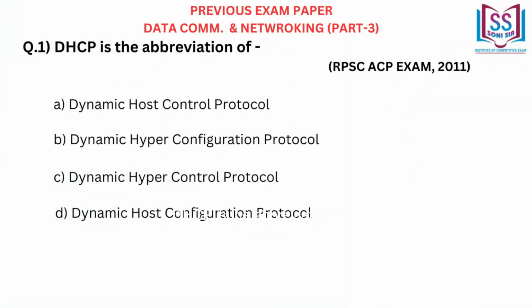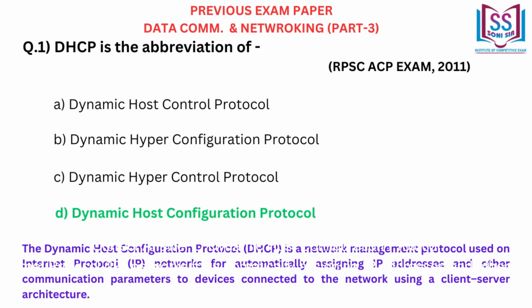DHCP is the abbreviation of: A. Dynamic Host Control Protocol, B. Dynamic Hyper-Configuration Protocol, C. Dynamic Hyper-Control Protocol, D. Dynamic Host Configuration Protocol. Correct answer D.